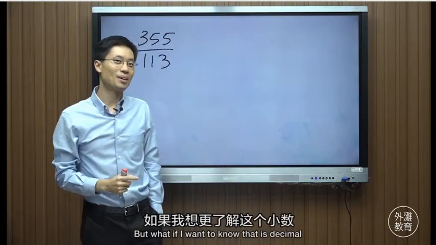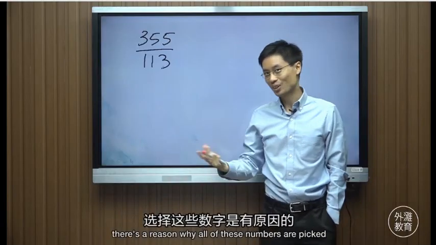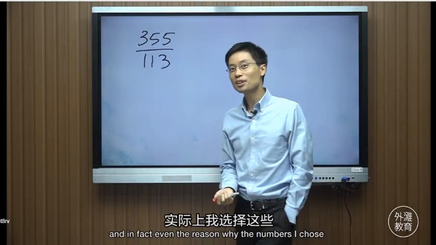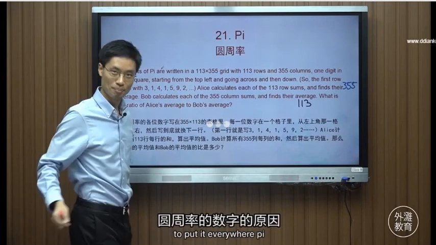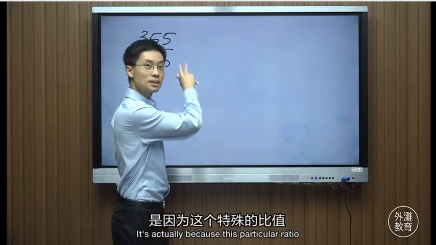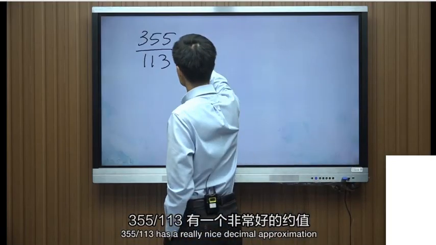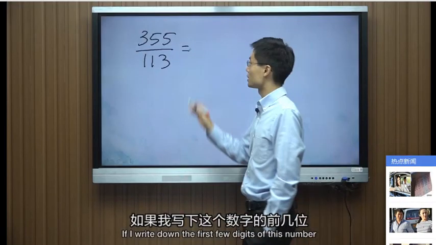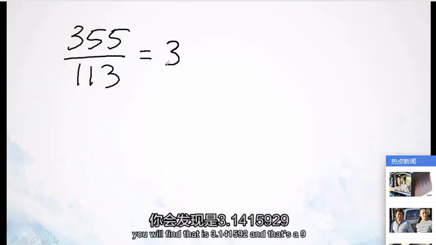But what if I wanted to know that as a decimal? Actually, I chose these numbers on purpose. There's a reason why all of these numbers are picked. And in fact, there's even a reason why the numbers that I chose to put everywhere are pi. It's because this particular ratio, 355 over 113, has a really nice decimal approximation. If I write down the first few digits of this number, you can take out your calculator and try this. You will find that it's 3.14159, and then it's a 9.